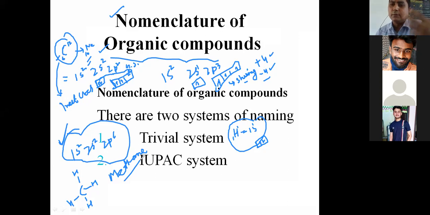Our body is also made up of carbon, and a number of molecules are there in our body. So to name them, we require a nomenclature system. The need for a nomenclature system is a necessity here. So now we are discussing the nomenclature part of organic compounds.